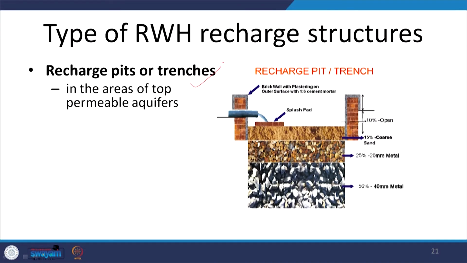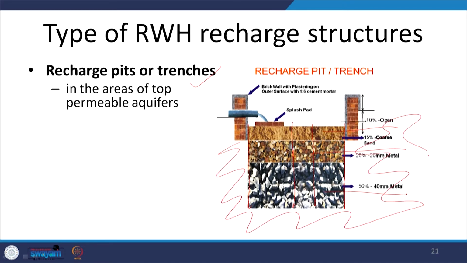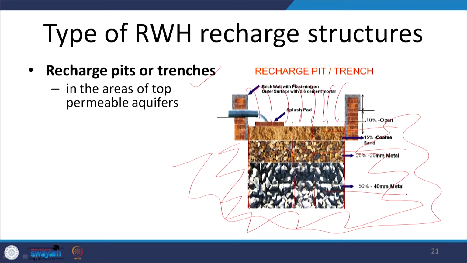Suppose we do not have this bore well in the center, the same pit which was filled up with 3 different media from finer to the coarse level can be used, and then there is loose soil all around it which is naturally occurring. So, the water which will be collecting here will gradually filter and percolate down to the ground. Now, this is more advisable in areas where the soil is loose.